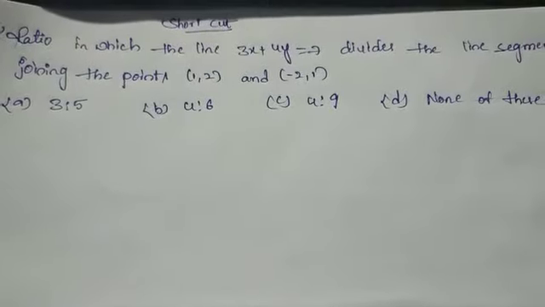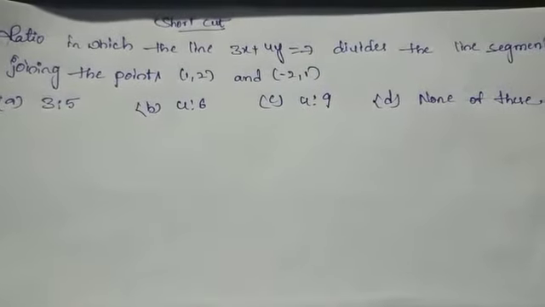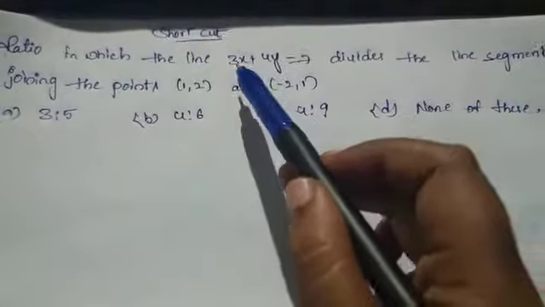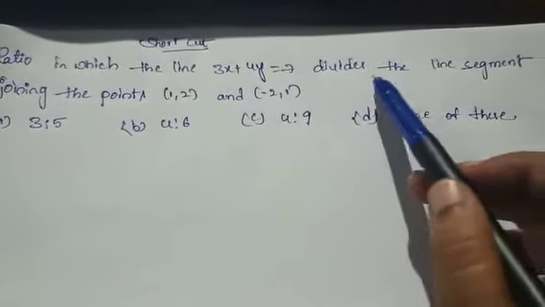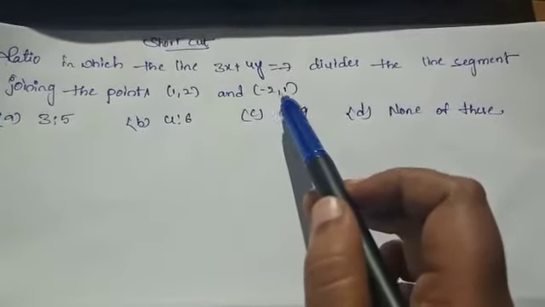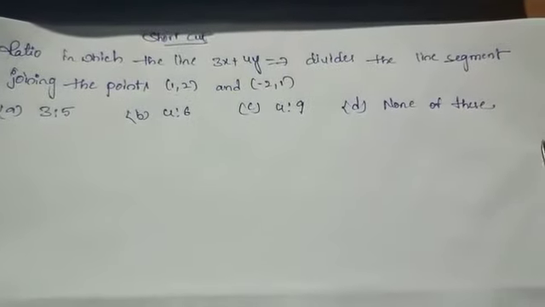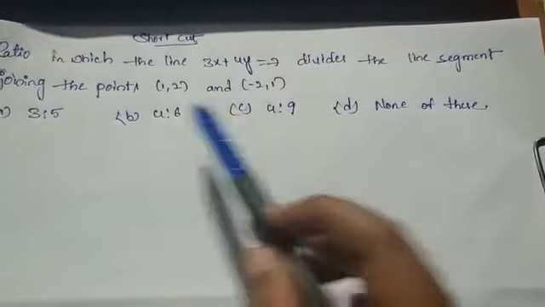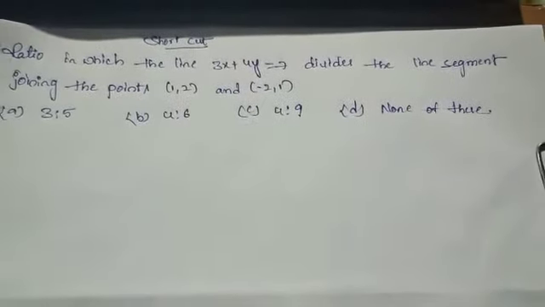See this example: in what ratio does the line 3x + 4y = 7 divide the line segment joining the points (1, 2) and (-2, 1)? Here four options are given.